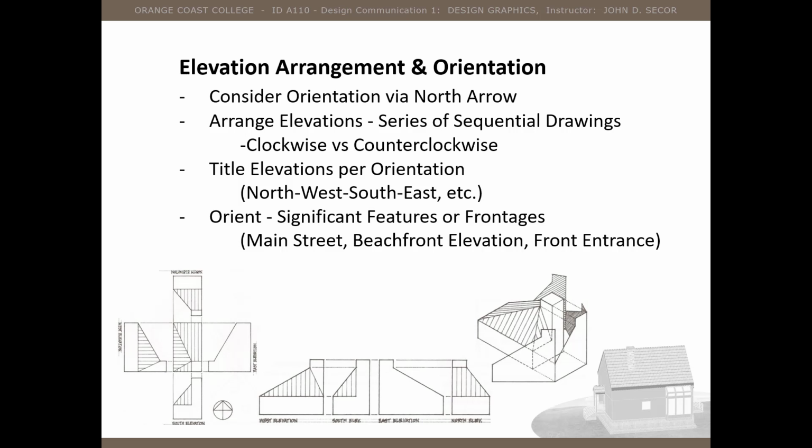And what I mean by bias is that there are some parts of the building that are important and some parts of the building that might be less important. So using those main features or those main frontages as a way of guiding the viewer into the important parts of the object is a helpful way of leading them through the design itself. So think about what might be an important feature or important orientation to place first or prominently in those elevations.